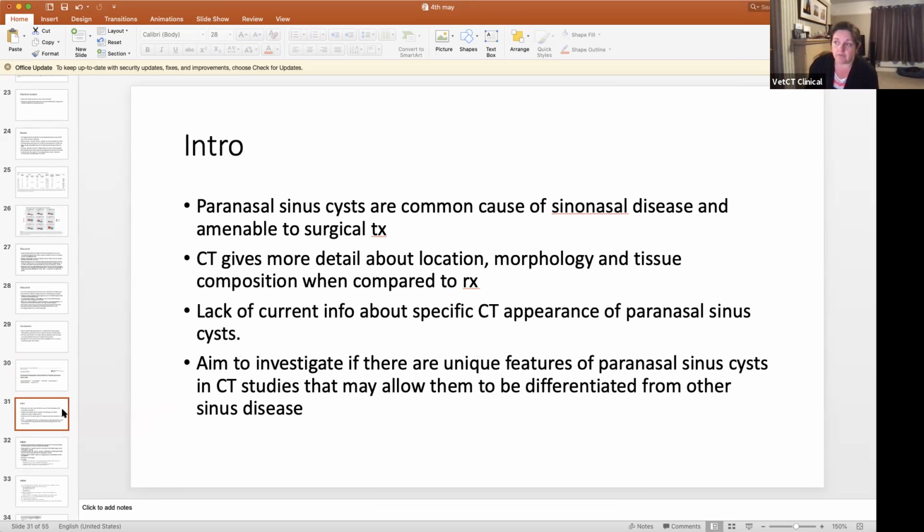But there is a lack of current information about specific CT appearance of paranasal sinus cysts other than in intermittent case reports. So they were aiming to investigate whether there are unique features of paranasal sinus cysts in CT studies that may allow them to be differentiated from other causes of sinus disease.